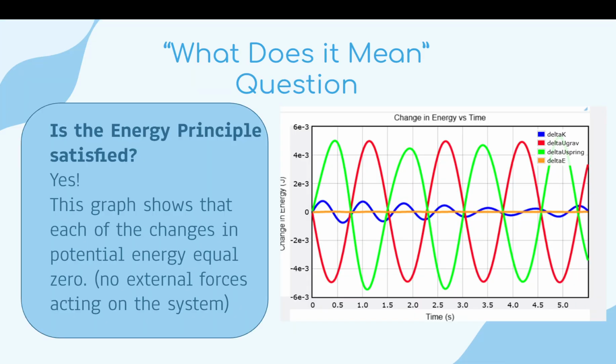And so what does it mean? Well, the first question is: is the energy principle satisfied? And yes, it is. This graph to the right shows that each of the changes in potential energy equals 0, and no external forces are acting on the system. There's no work done. So yes, delta E here is equal to 0.